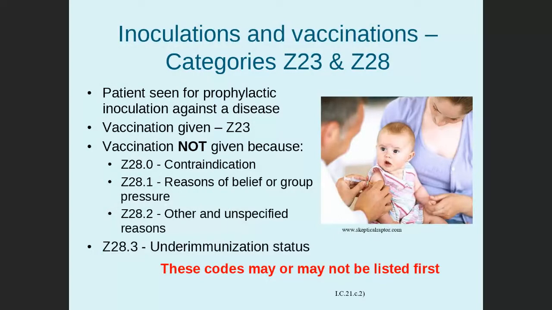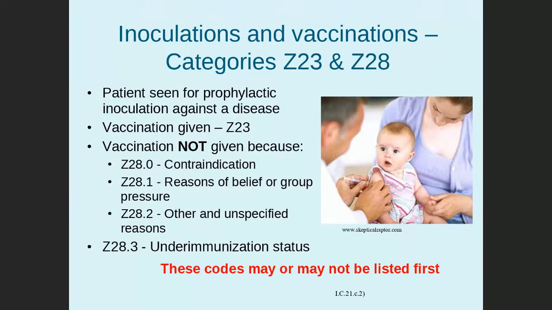Categories Z23 and Z28 are used for encounters including vaccination. Note the reasons that the vaccinations were not given. So Z23, vaccination was given. Z28, vaccination not given. This is important information. Z28.0 contraindication, Z28.1 reasons of belief or group pressure, Z28.2 other and unspecified. Also very important is Z28.3 under immunization status. This tells the physician this patient is behind on their immunizations and needs to catch up.